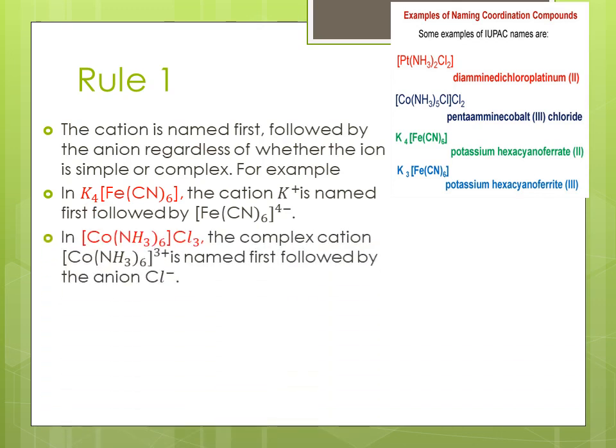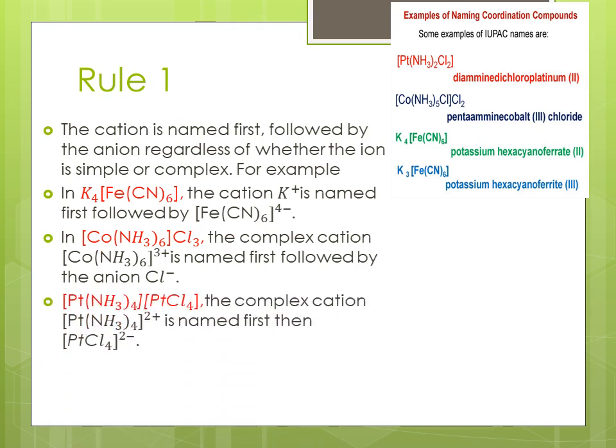Another example, [Co(NH3)6]Cl3. Look at this complex where the first thing is the complex. This complex carries a positive charge and the Cl is the counter ion, carrying the negative charge. So in this case, first we will start naming the complex.